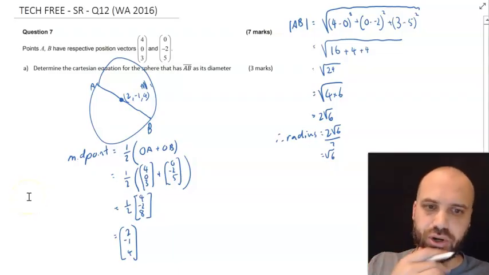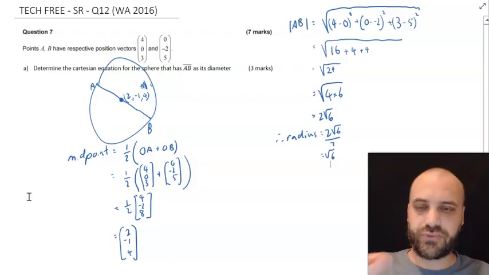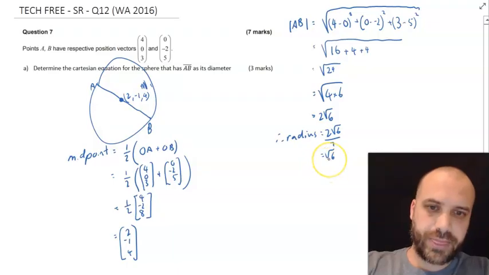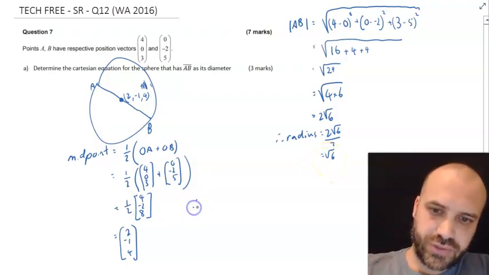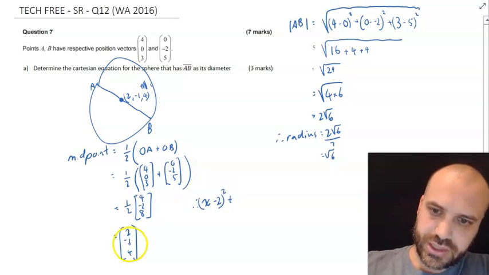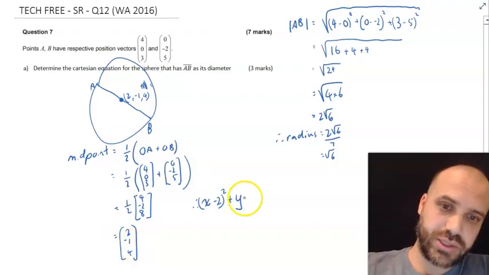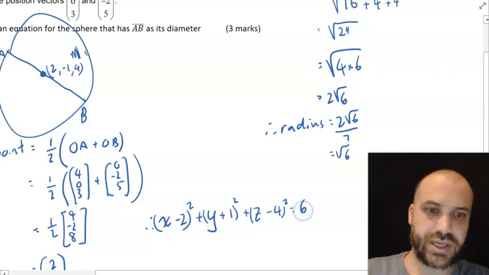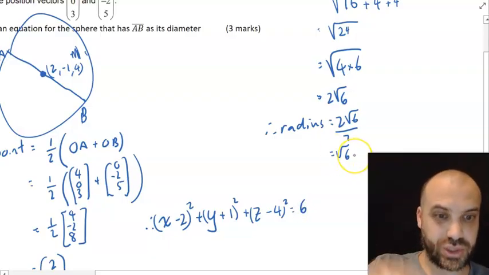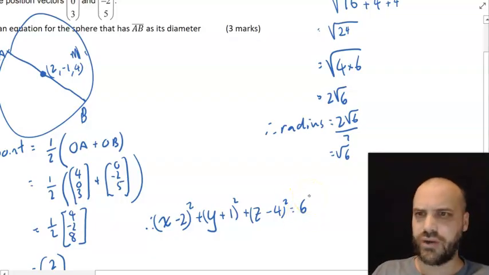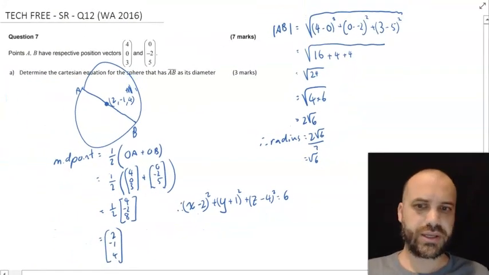So finishing this question off now, I've got everything that I need for an equation of a sphere. I have a center and I have a radius. So therefore the equation of the sphere is (x minus 2) squared plus (y minus minus 1, so y plus 1) squared plus (z minus 4) squared equals 6. 6, because square root 6 squared is 6. Don't forget to square that on the end. A lot of people write root 6 here. That's wrong.